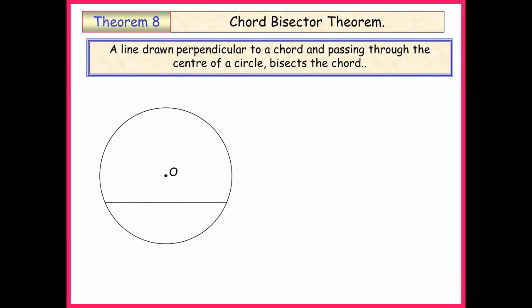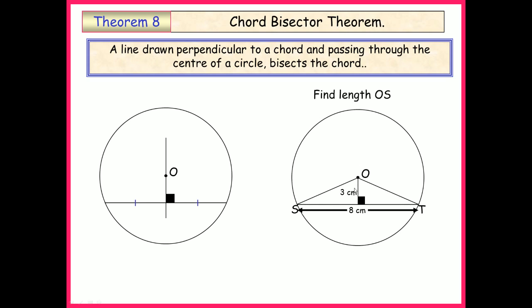So yeah, nearly there. Theorem 8 is the chord bisector theorem. I think this one's a little more straightforward. It says that a line drawn perpendicular to a chord and passing through the centre of a circle bisects the chord. So if we have a chord like that, and we draw a line from the radius at 90 degrees, this line splits equally in two.